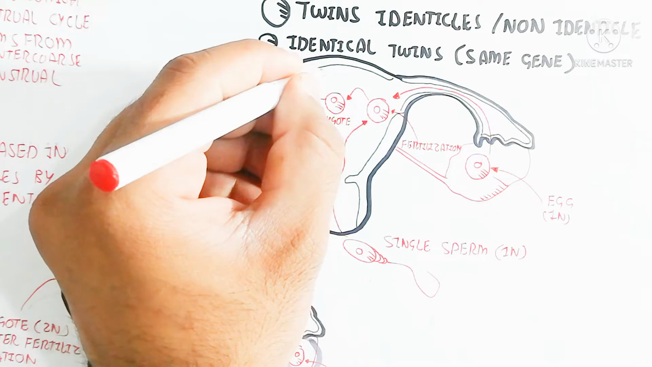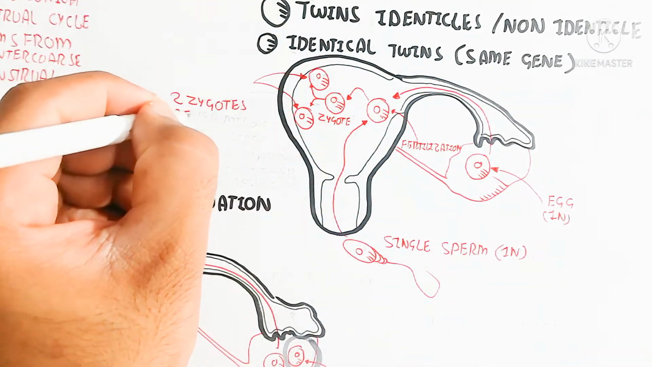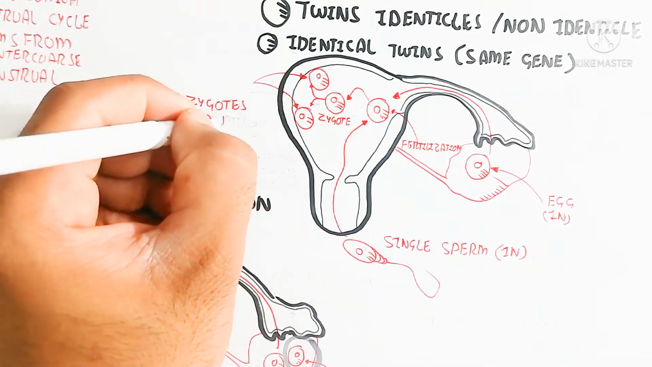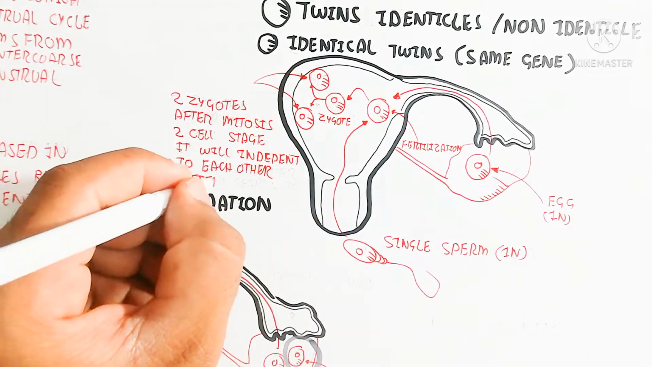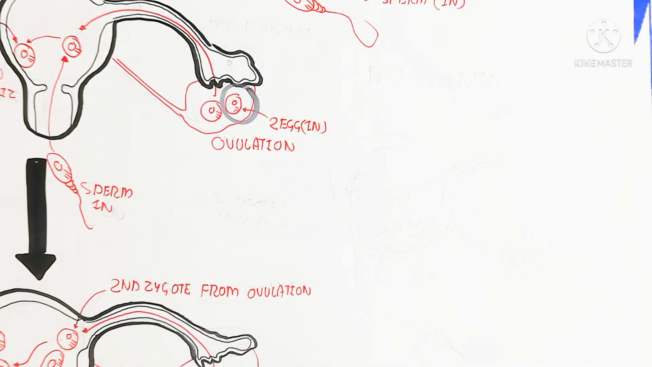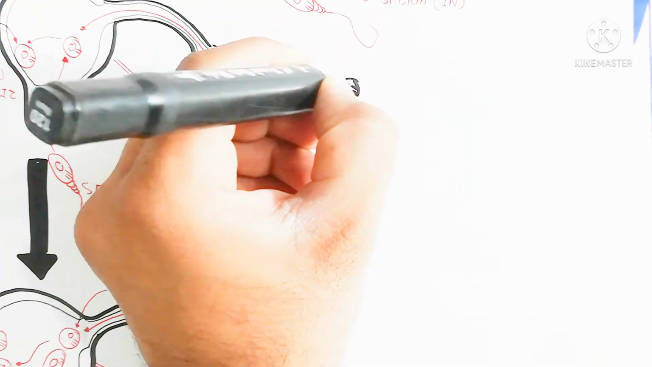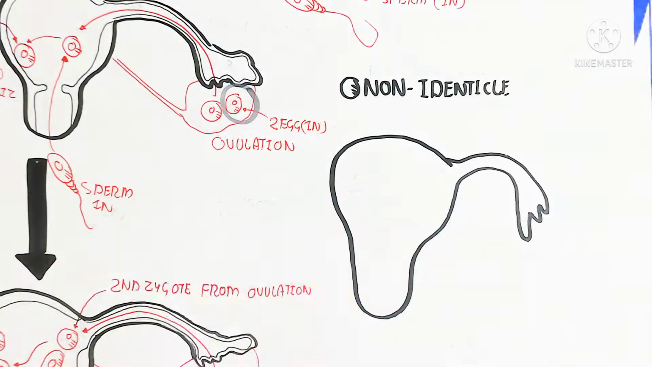the cleavage formation will separate after the two-cell stage, forming two zygotes that grow independently. After mitosis at the two-cell stage, they become independent of each other after segregation and produce two individuals, both identical to each other, with the same genes and the same gender. Why? Because both come from the same zygote.